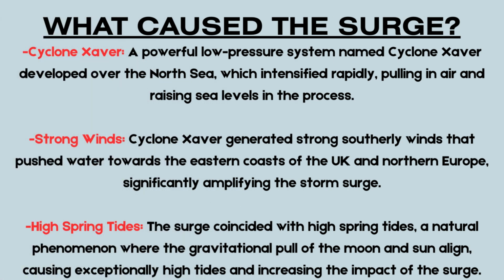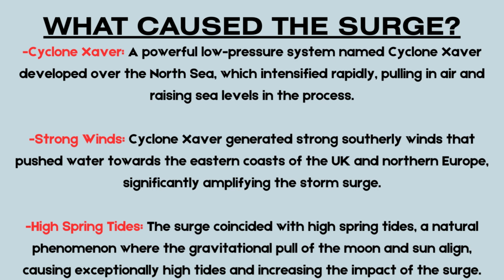The next two slides look at causes of the storm surge. Cyclone Xaver was a powerful low-pressure system that formed over the North Sea. It quickly strengthened, pulling in air and pushing sea levels up. The storm also brought strong southerly winds, which pushed a huge amount of water towards the east coasts of the UK and northern Europe, making the surge much worse.